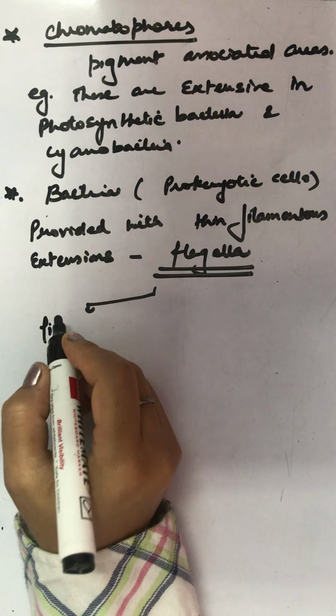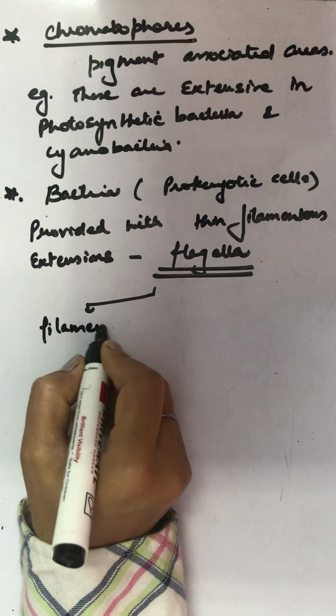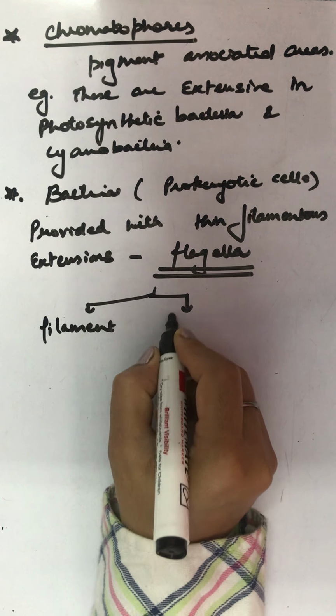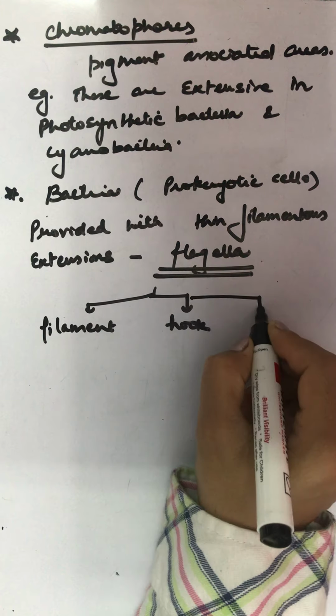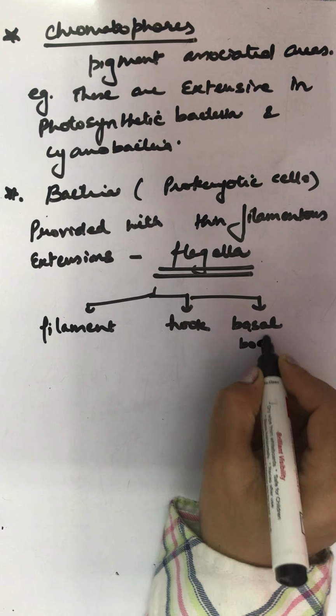Each flagellum has three parts. One is the filament, another one is the hook, and the third one is the basal body.